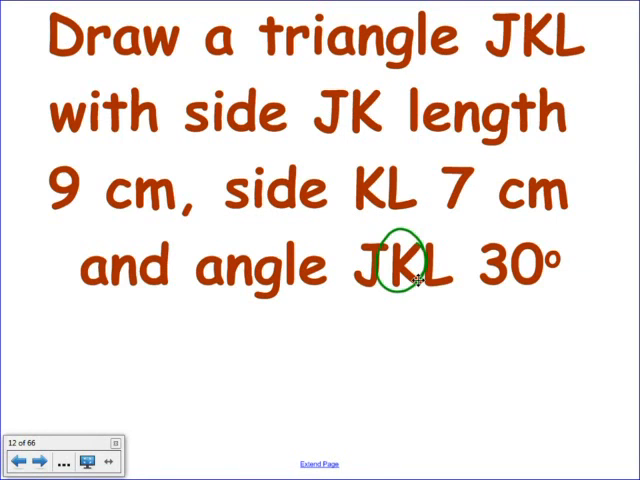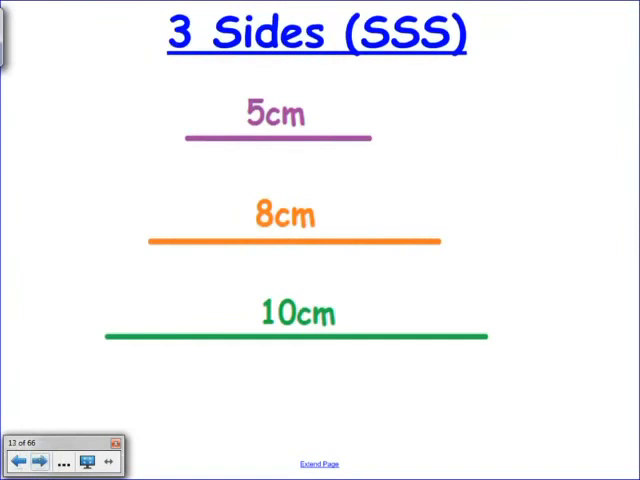Okay, so you've got JKL. Happy? Label it JKL. Fantastic. Right. Let's move on to the next type of triangle then.